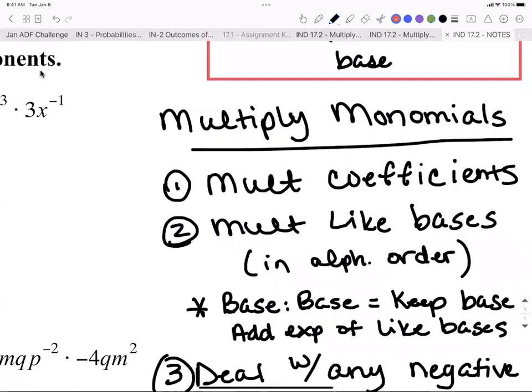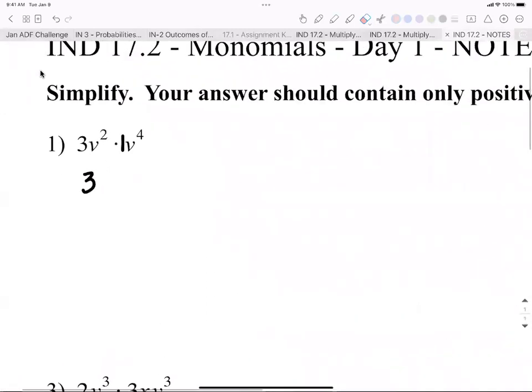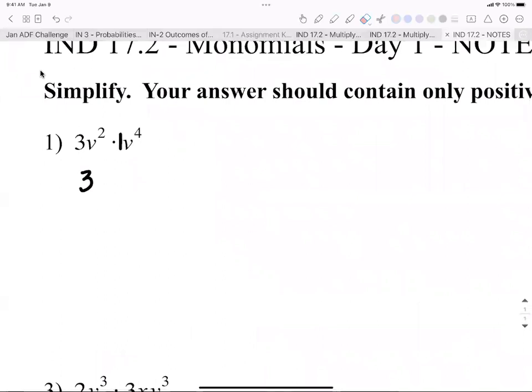Okay. The little star I've got there in that base, keep your base. I said that a ton last semester, when we were learning how to multiply like bases. So if you have like bases, you keep your base, and then you add those exponents. So if we come over here, we've done step 1, which is we've multiplied the coefficients. Next, we look at bases. Well, the only base we have here is v. And so it's base, keep your base.